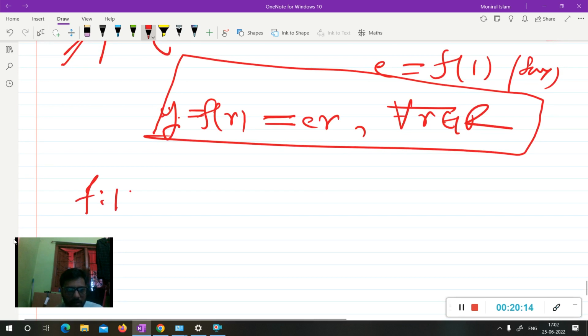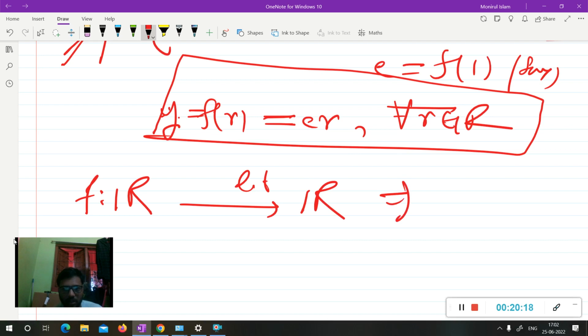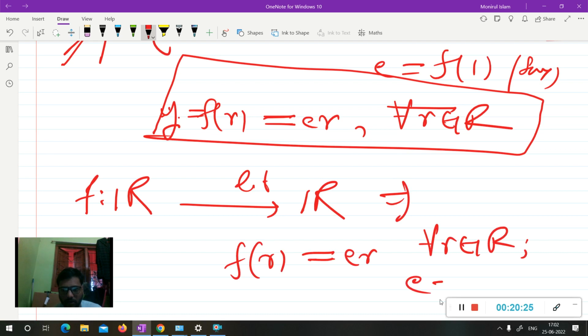So if f is a linear transformation from R to R, then it must be of the form f of r equal to C into r for all r belongs to R, where C is f of 1. Okay, this is a question.